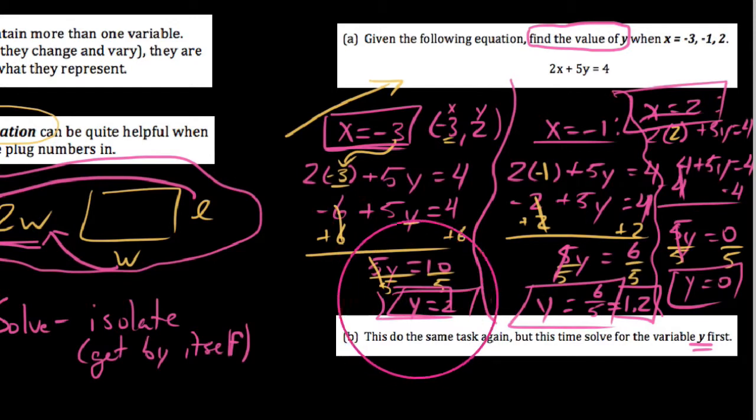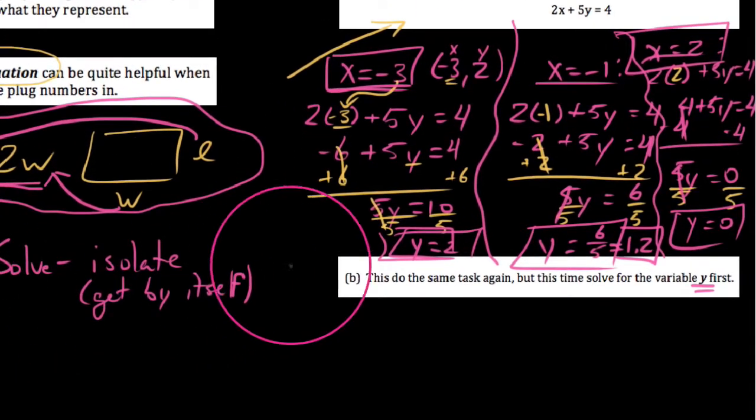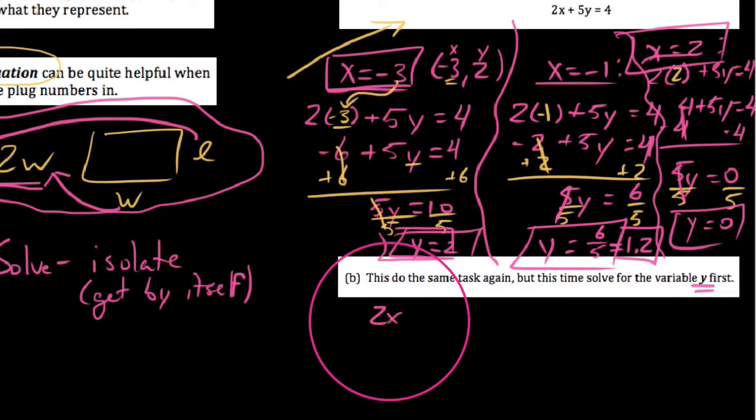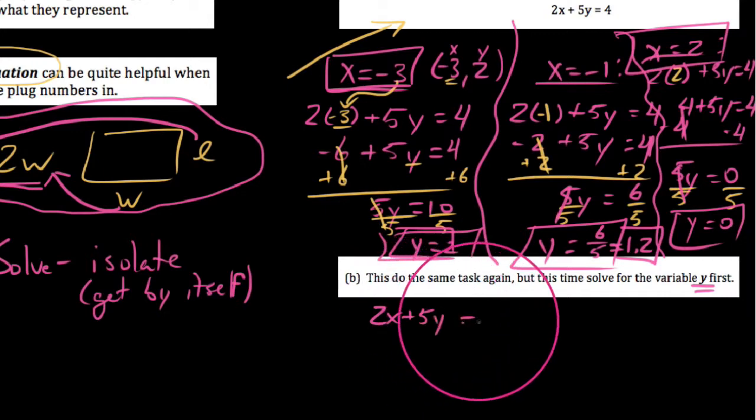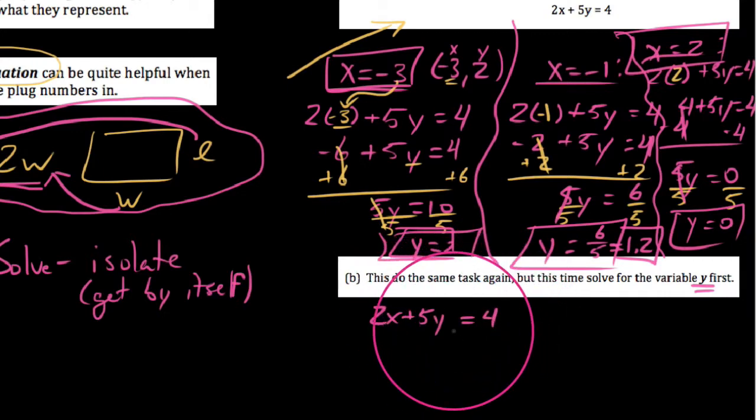Last time I checked, in each of these problems, after we plugged in the x, we had to get y by itself. The question I want to raise here is this: what if we had gotten y by itself first? What if we had been given the original expression, 2x plus 5y equals 4, and got y by itself first?